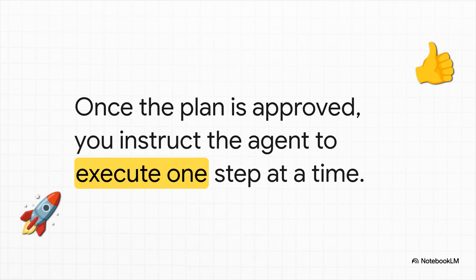So once you've reviewed the plan and you've given it the green light, you enter the build phase. And this is where your role shifts. You become the senior developer, the architect. You instruct the agent to execute that plan one step at a time, guiding and approving its work as it thinks, plans, and then takes action.